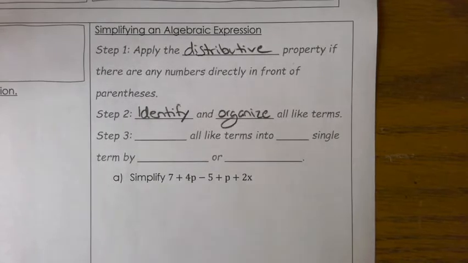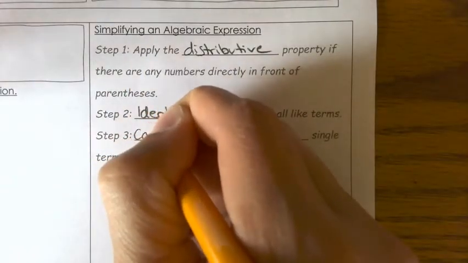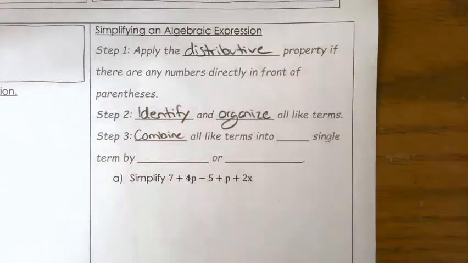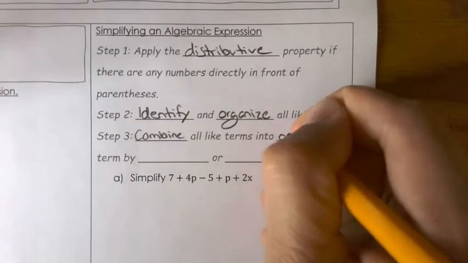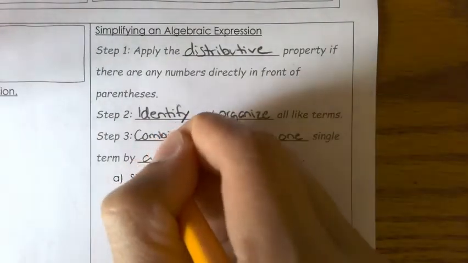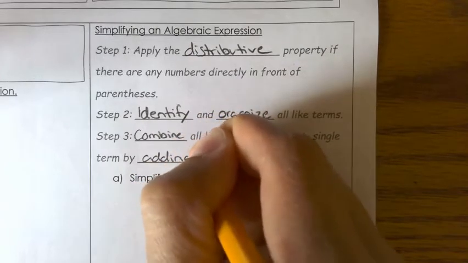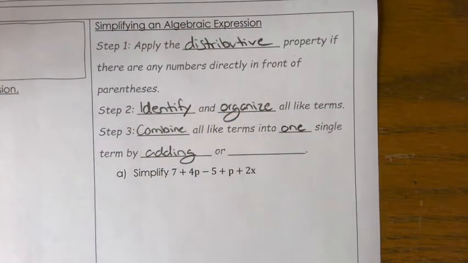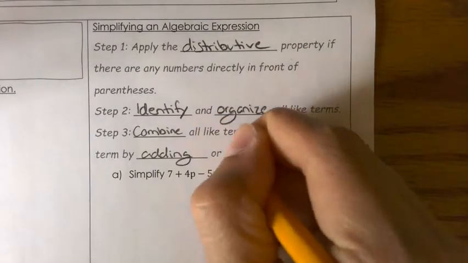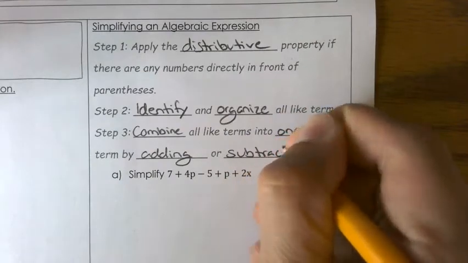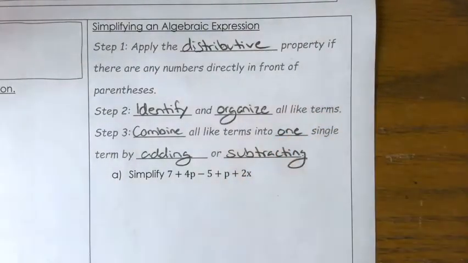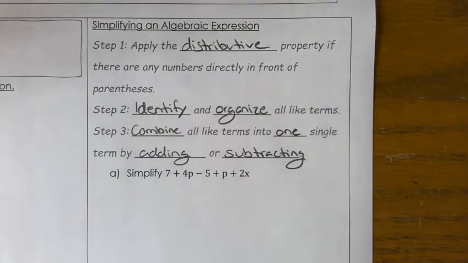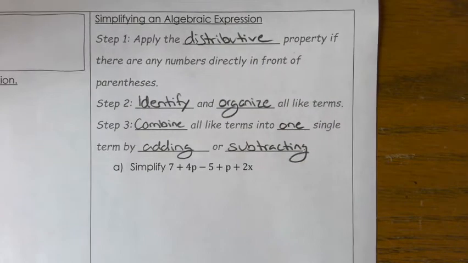And step 3 would be to combine all like terms into one single term by adding them, or subtracting, depending on how you write it. Because remember, subtraction problems can also be written as addition problems. Okay, so let's take a look.